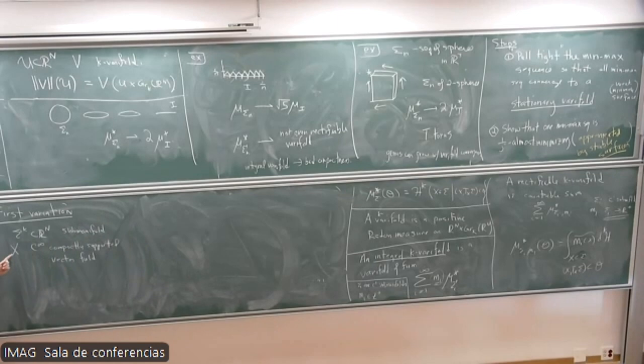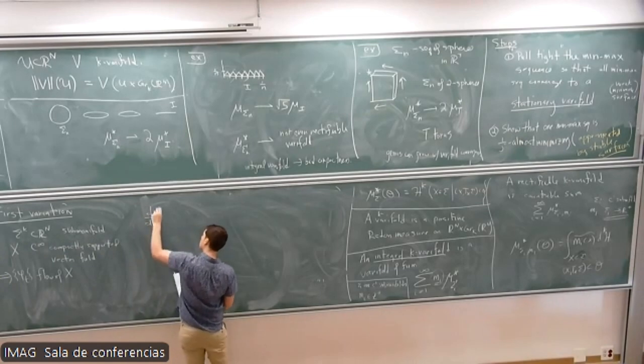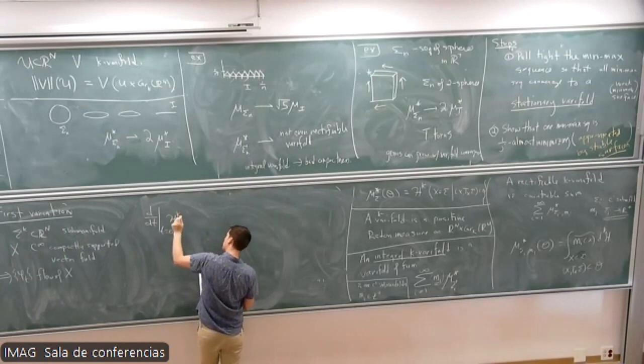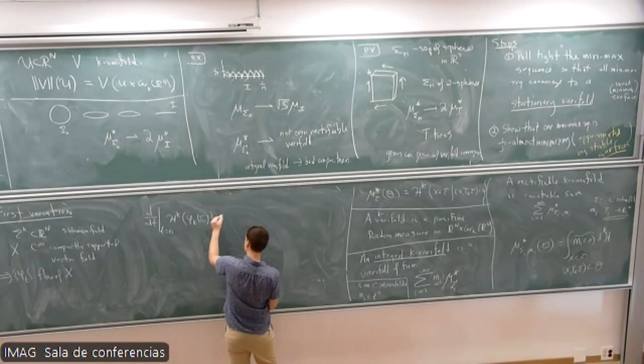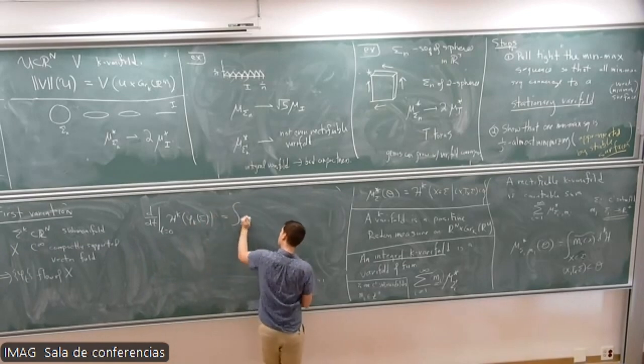Right, and as we teach in differential geometry, this generates a flow. So the vector field gives a flow, the flow of X, and the diffeomorphism starting at the identity. Okay, and when we take the derivative with respect to t of the submanifold, we have this first variation formula.